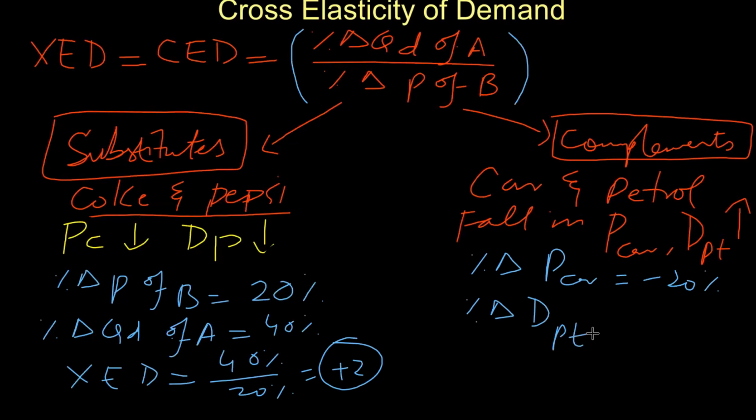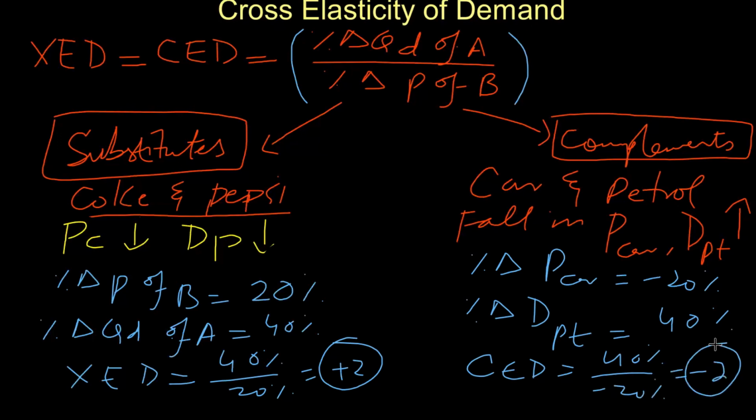Percentage change in price of car is minus 20%. Percentage change in demand for petrol is 40%. Now again we will put the values in formula. XED is equal to 40% over minus 20% is equal to minus 2. Minus sign shows the negative relationship, and it shows these are complements, and value greater than 1 shows that demand for these complements is elastic. So small change in price of one product will lead to greater change in quantity demand for another product.